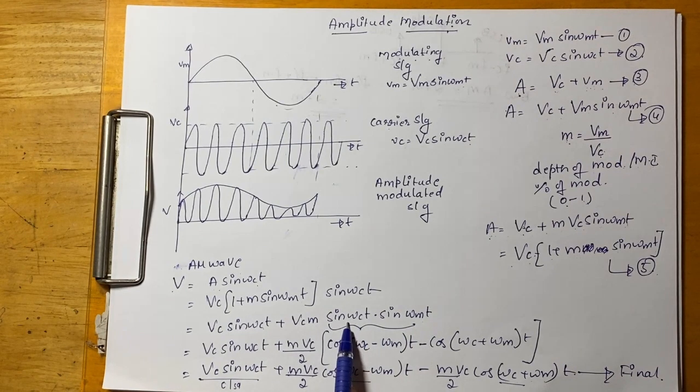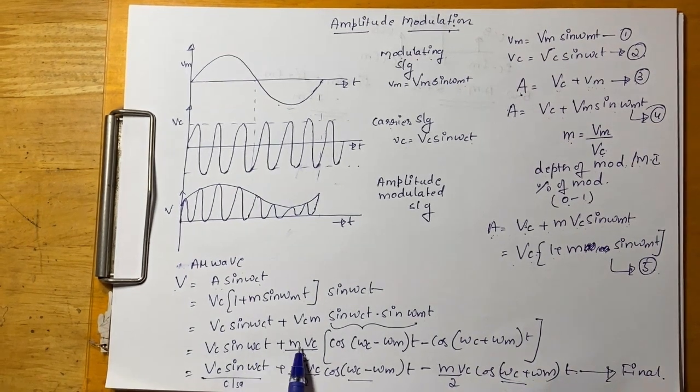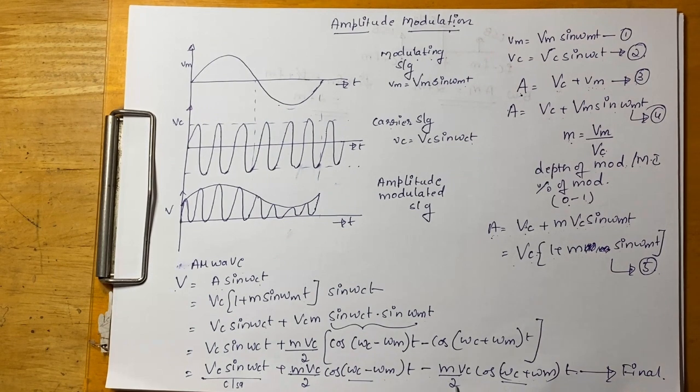This is in the form of sine A, sine B. So sine A, sine B can be written as half of cos of A minus B minus cos of A plus B. Therefore, Vc into sine omega ct plus M Vc divided by 2 cos of A, where A is omega c and B is omega m here. Therefore, cos of omega c minus omega m into t minus cos of omega c plus omega m into t. Now, Vc sine omega ct plus M Vc divided by 2 cos of omega c minus omega m into t minus M Vc divided by 2 cos of omega c plus omega m into t. This is called the final equation for an AM wave.